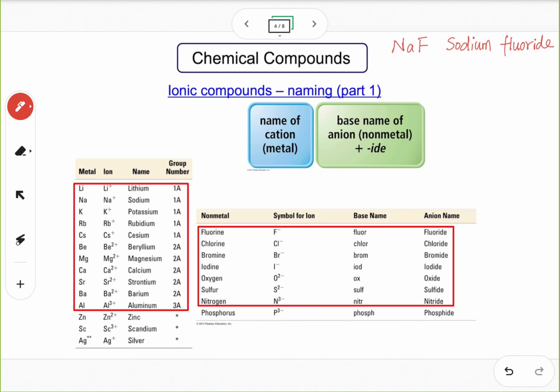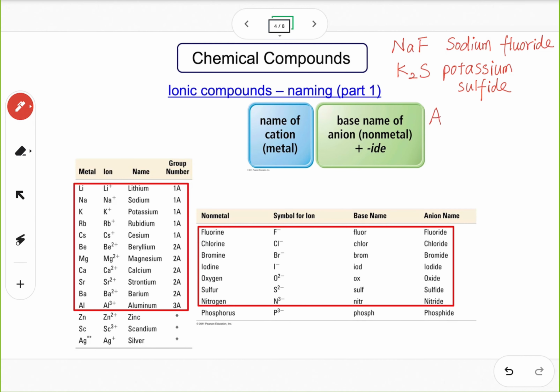Let's see one more example. How about K2S? K, as you notice, is potassium. S, sulfur, gets 2 more electrons from 2 potassium. It becomes a sulfide. So for K2S, it would be potassium sulfide.